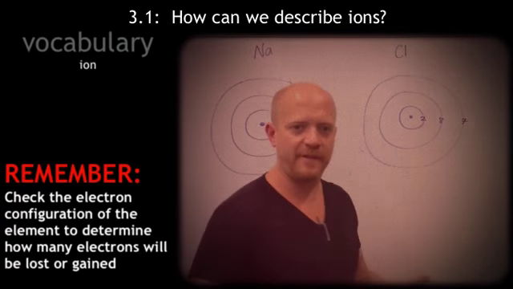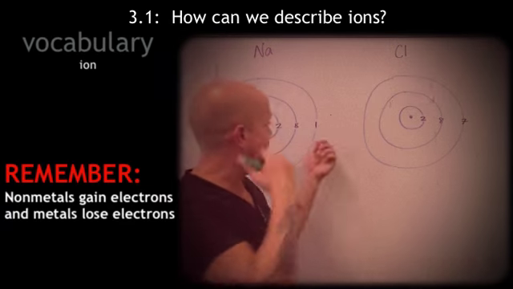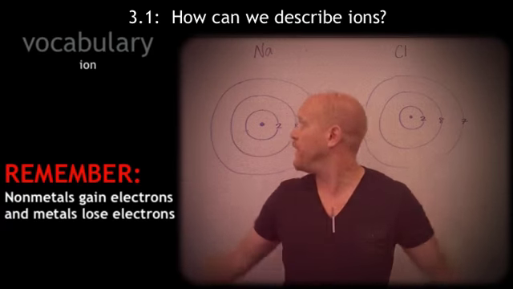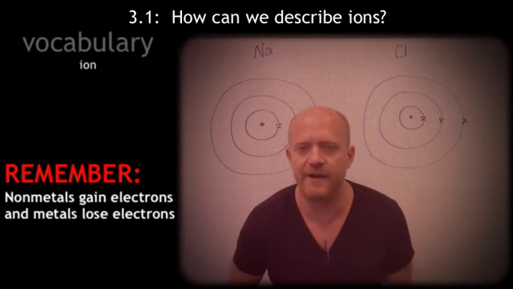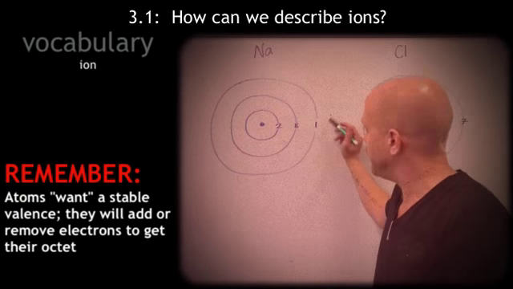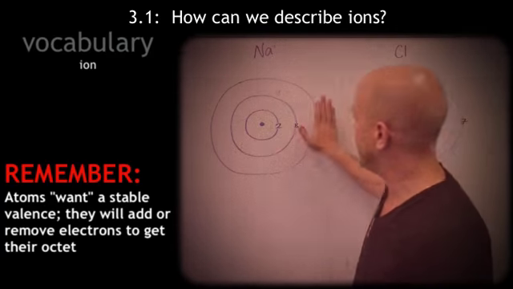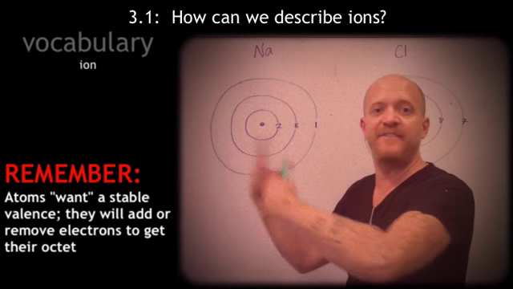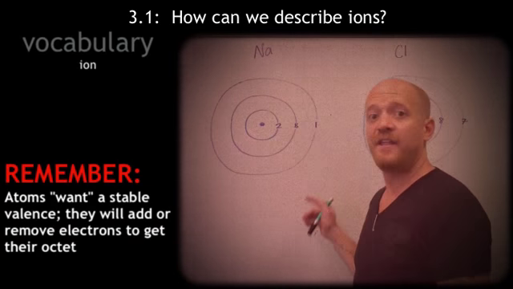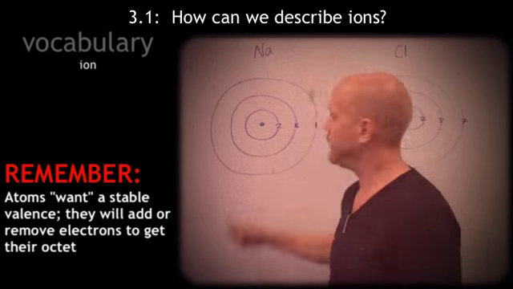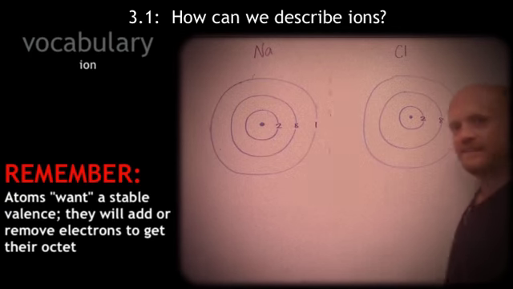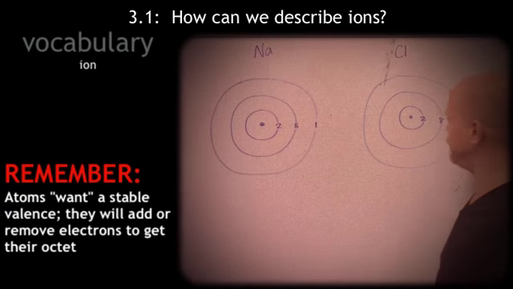Now, if you remember back from the last unit, I told you that metals like to lose electrons and nonmetals like to gain electrons. When I draw this out, it makes a lot of sense now. I want to get to a magic number of 8. If I were sodium, it makes more sense to get rid of this one than it does to find 7 electrons laying around. So metals have fewer valence electrons, and they're going to lose electrons. Chlorine has 7 valence electrons, so it's much easier to gain an electron.